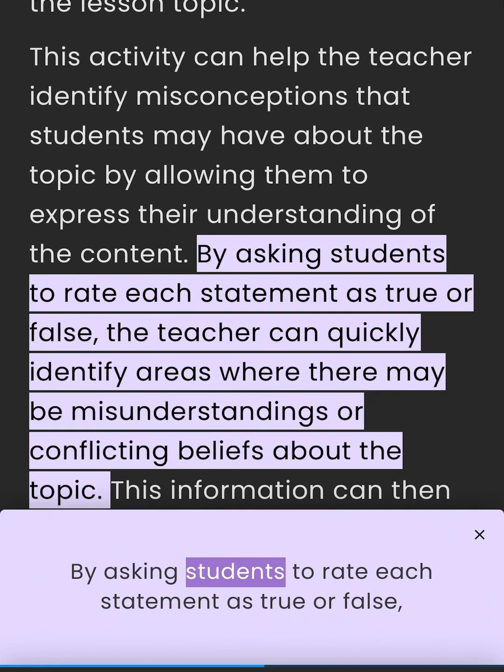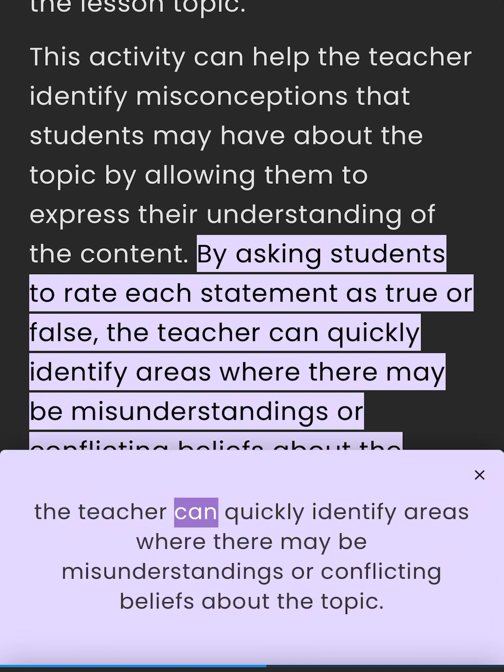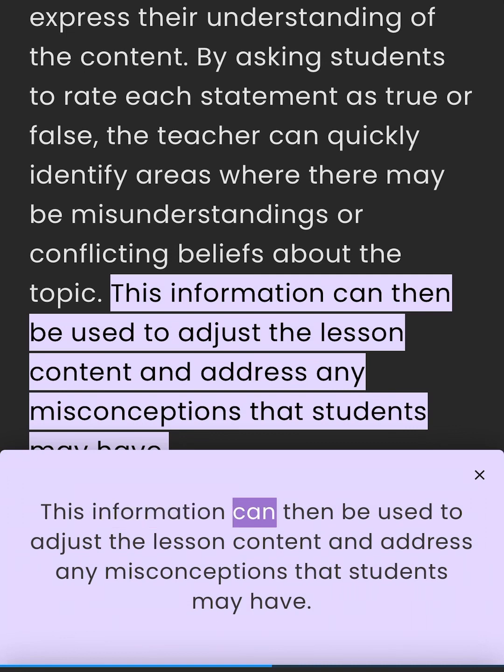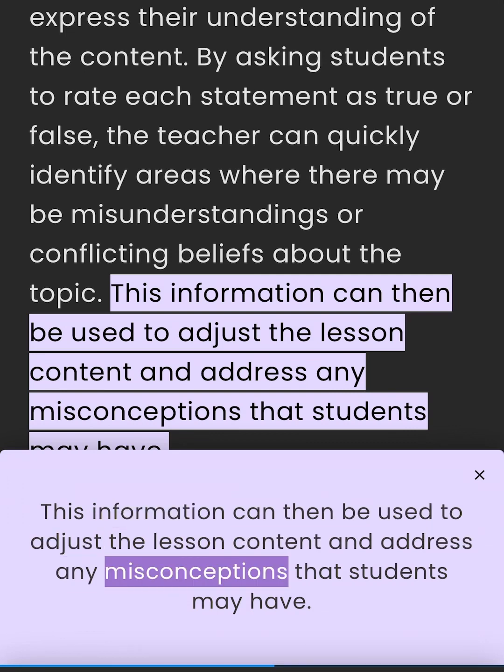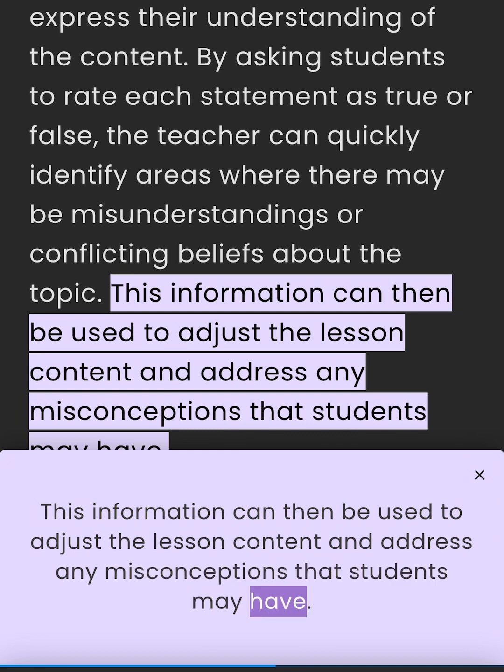By asking students to rate each statement as true or false, the teacher can quickly identify areas where there may be misunderstandings or conflicting beliefs about the topic. This information can then be used to adjust the lesson content and address any misconceptions that students may have.